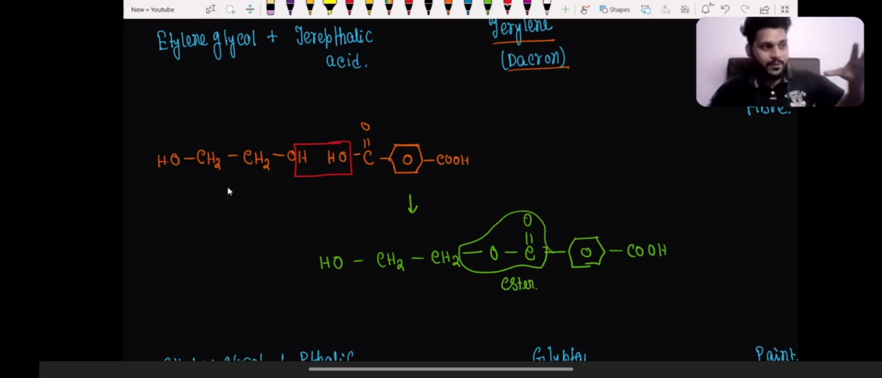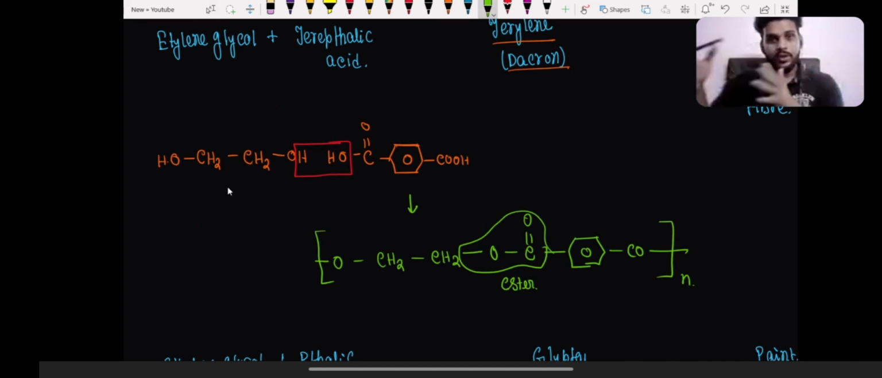So every carboxylic acid would become an ester now. Every alcohol also becoming an ester now. So this thing would just keep on repeating to give me the polymer. So this is my polymer. See, as a lot of esters are combining together, getting repeated together, that's why we call it a polyester. So dacron or terylene is the polyester.